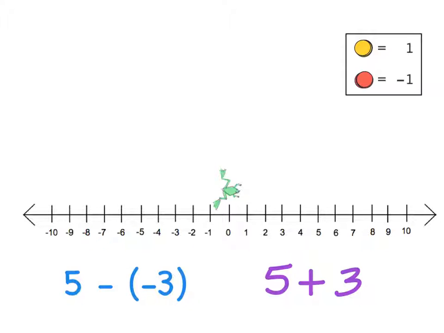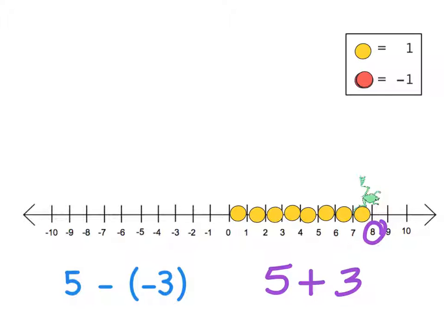And of course, now we can use our math frog to solve the expression. So we'll move our math frog forward 5 units, keeping track of his progress with the counters. And then we'll be following that with an additional move of 3 units, again keeping track of his movements with the counters, with a final solution of 8.